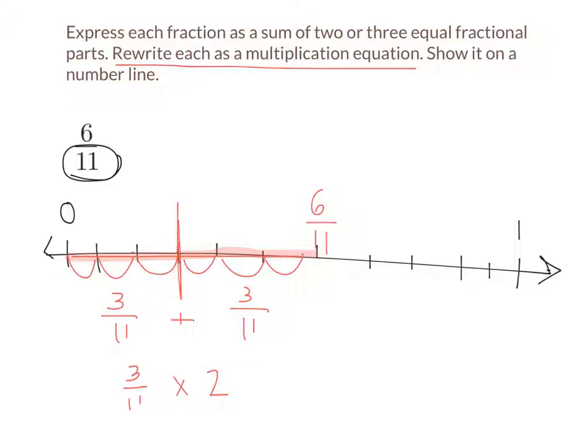Now, what if I wanted to split 0 to 6/11 into 3 equal parts? Would I still have 3/11 in each part? No. How many 11ths do I have between 0 and 6/11? 6 11ths. If I have 6 11ths and I want to share it into 3 equal groups, how many 11ths can go into each group? 2. So I could also do, here's 2 11ths. Here's another 2 11ths. And here's another 2 11ths. Do you agree?